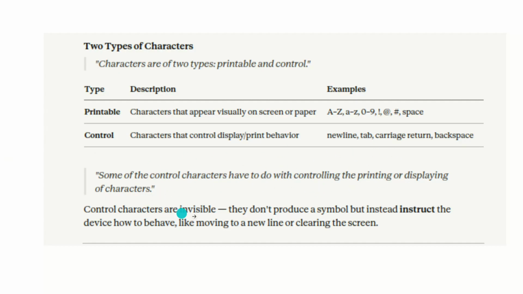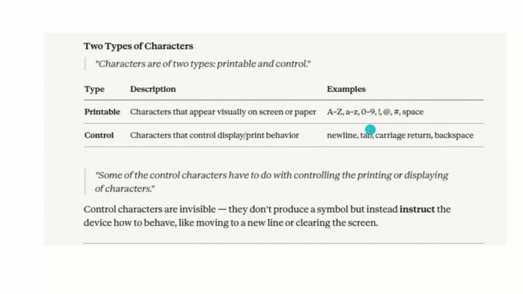The control characters are invisible. We cannot see them. Like the space, we can see the gap, but we cannot have a visible character for that space, right? So they don't produce a symbol, but instead instruct the device how to behave at that particular time, like moving to a new line or clearing the screen. That is what these control characters do. Printable characters are those you can visually see on the screen, but control characters control the display or print behavior.